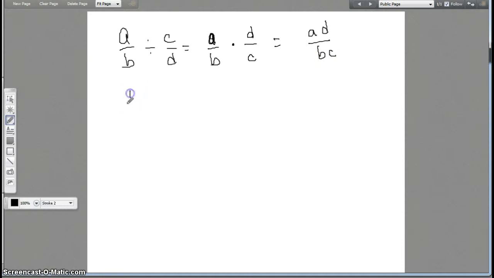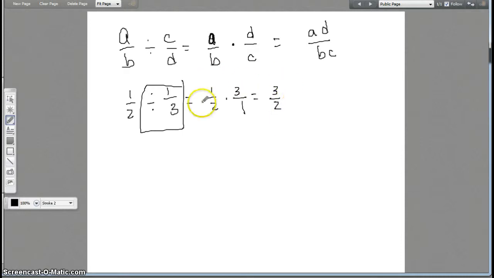So for instance, if we have 1/2 divided by 1/3, we would change that to 1/2 times 3 over 1. So we change this part. The divided by becomes the times, and our 1/3 becomes 3 over 1. And then this becomes the fraction 3/2. 1 times 3 is 3, 2 times 1 is 2.